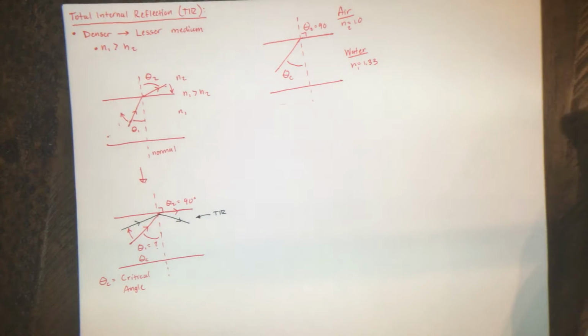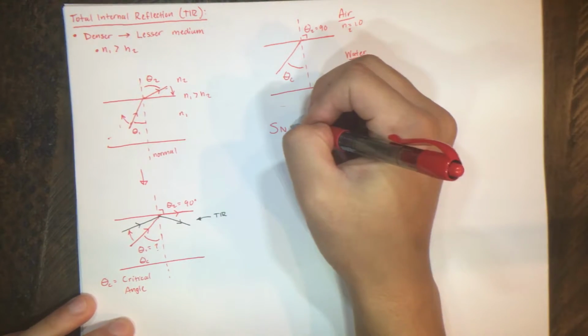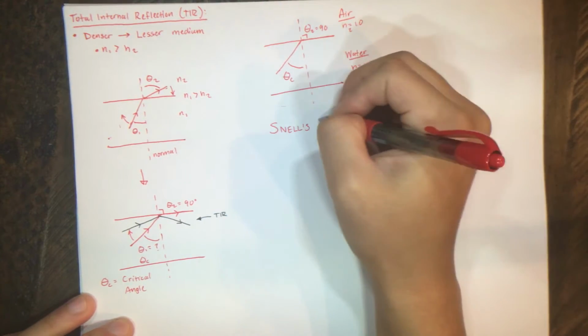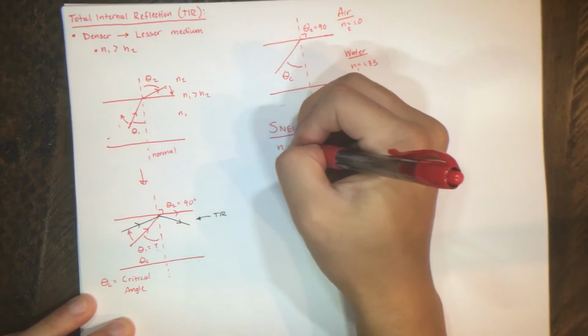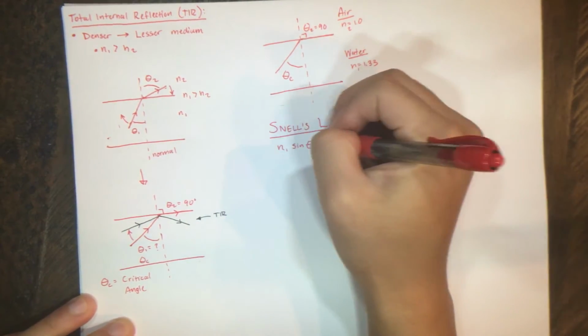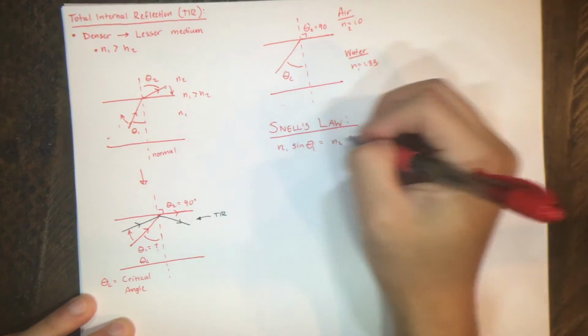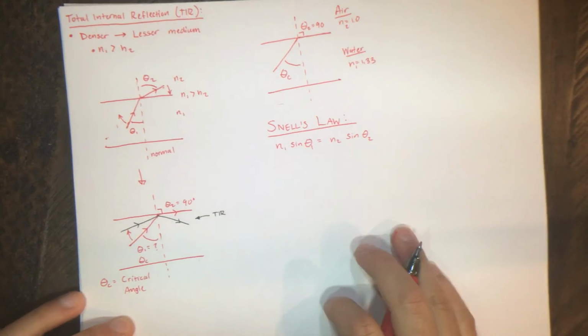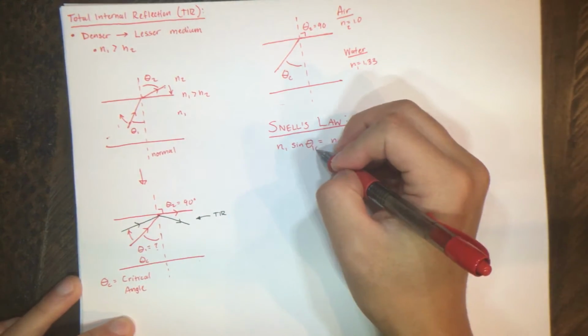And what we can do to solve for that is something that we've used, and you will use, very frequently. It is something called Snell's law, which is n1 sine theta 1 is equal to n2 sine theta 2. And theta 1, I guess we can initiate as the critical angle as well.